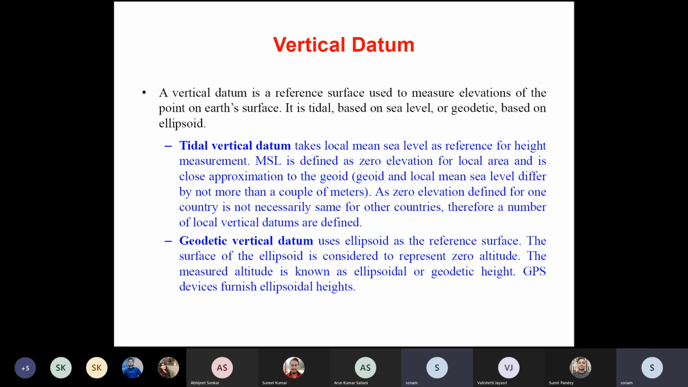So first, there are two types of vertical datum. Write down in a copy. Okay, basically make a diagram, write down datum, make a classification of the datum. Write down datum and bring two arrows from the datum: vertical datum on the left and horizontal datum on the right. Are you getting this?